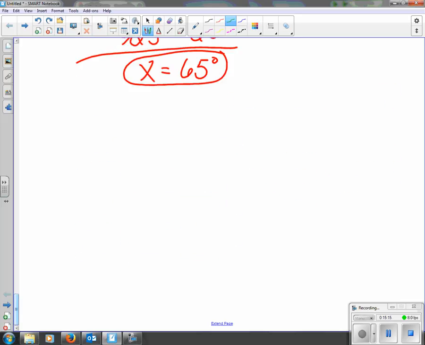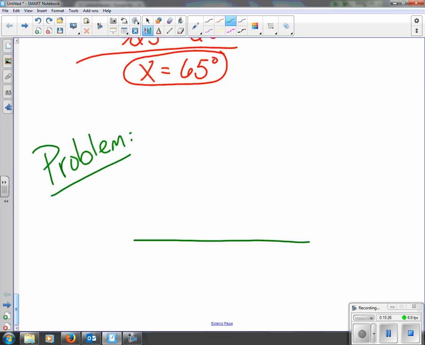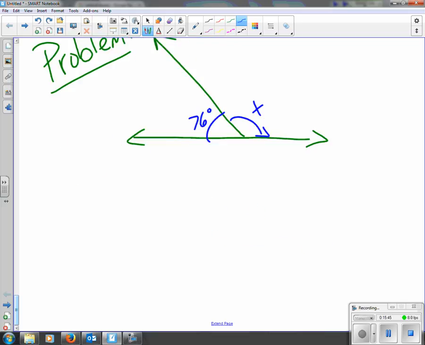Okay, the problem for next class, not homework. If you do it beforehand, it makes things go faster. If this is my angle, and I say this is 76 degrees, what is x? What is the value for x? See you next class.